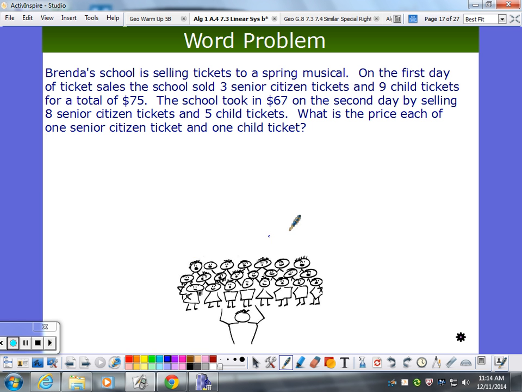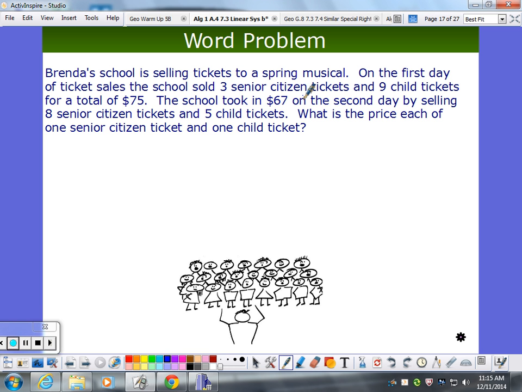So look at my cute picture here. Brenda's school is selling tickets to a spring musical. Word problems. After a while, you will notice all these problems are kind of the same, and you kind of know how to approach them. On the first day of ticket sales, the school sold 3 senior citizen tickets and 9 child tickets, so I guess they're different prices. They made $75. They made $67 on the second day by selling 8 senior citizen and 5 child.